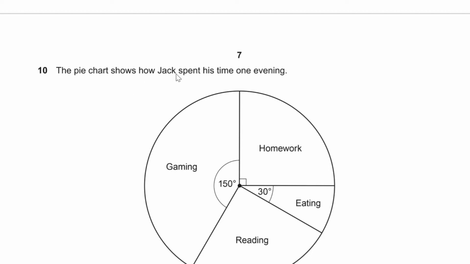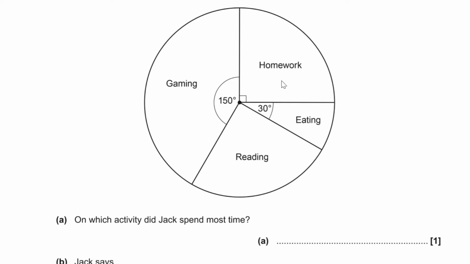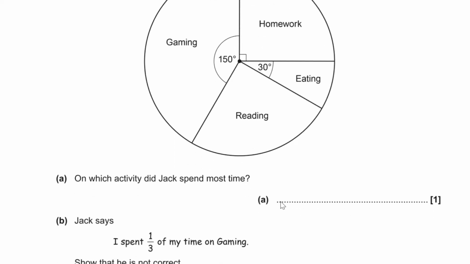Question number 10. The pie chart shows how Jack spent his time one evening. So he was gaming, homework, eating and reading. On which activity did Jack spend most time? Well, that's the one with the largest angle. Of course, here we would have gaming.